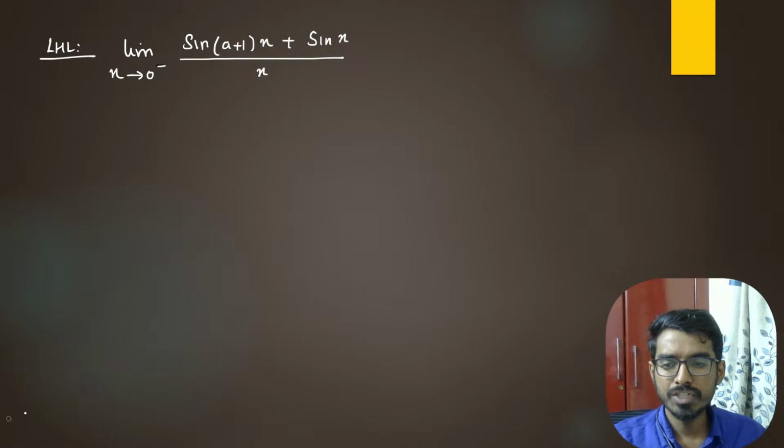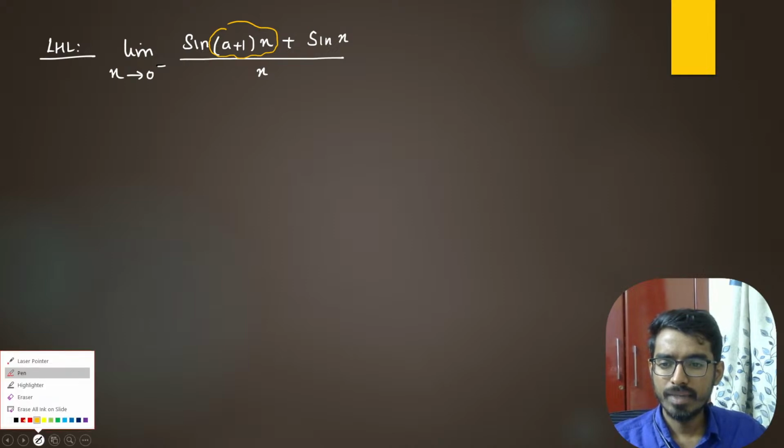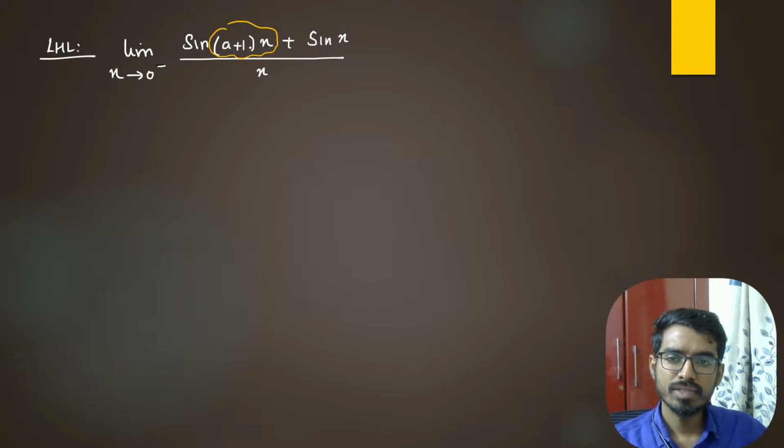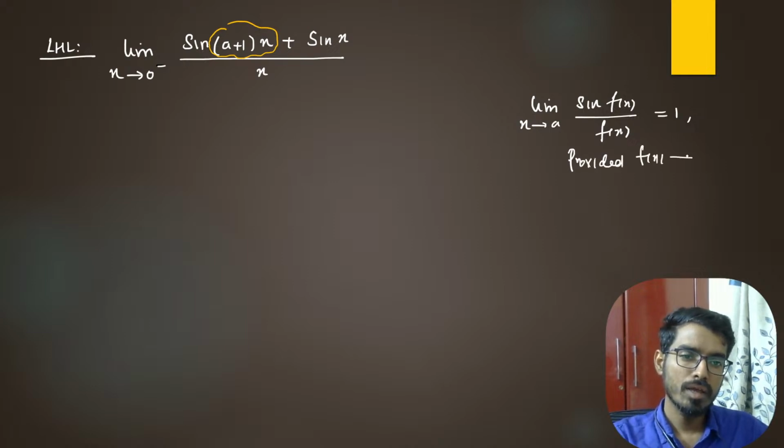Okay. Can we find the limit for this function? Here you can see I cannot apply the standard formula, right? Because your f of x is (a plus 1) into x. When x is 0, this will tend to 0, so I think you can apply the standard formula, right? Yes, I can apply the standard formula for both: sine f of x, sine f of x. So we know that limit x tending to a, sine f of x by f of x is equal to 1, provided f of x tends to 0 as x tends to a.